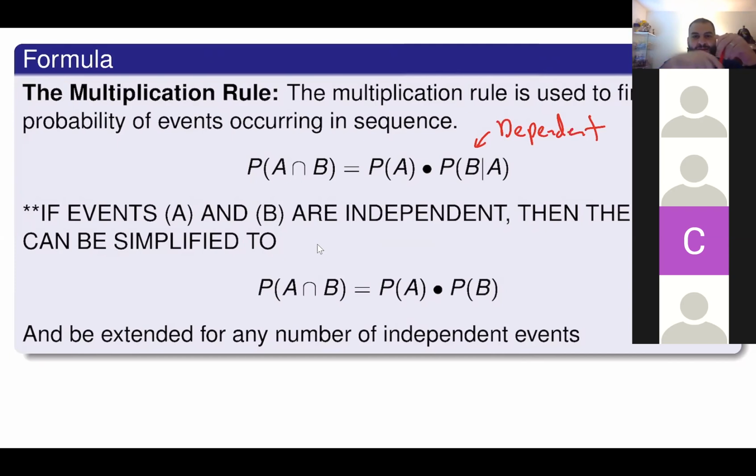So if they're dependent events, if I want to find the probability of A and B, you get the probability of A and multiply it by the probability of B given A. If the events are independent from each other, the probability of A and B is the probability of A multiplied by the probability of B. So pretty much at the end of the day, you're just multiplying these two probabilities to get the probability of A and B. So let's go ahead and do some examples of this.